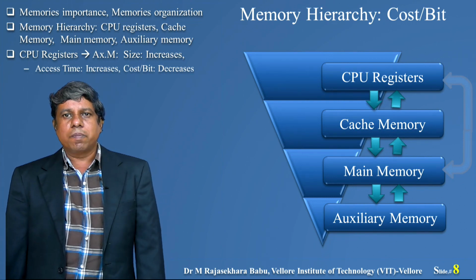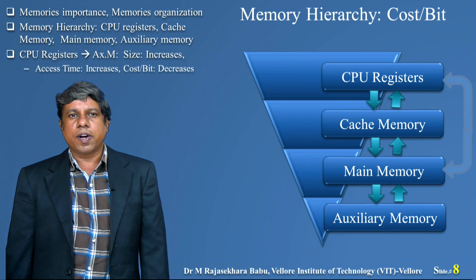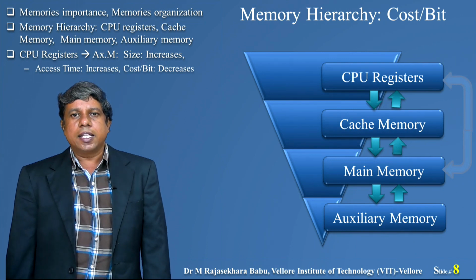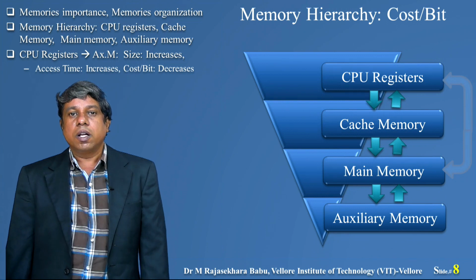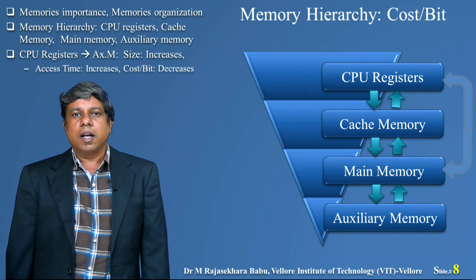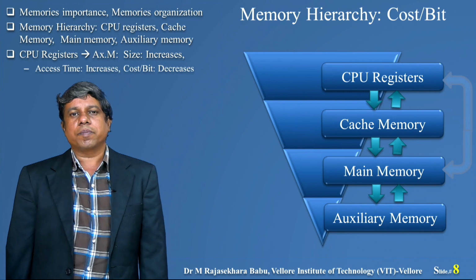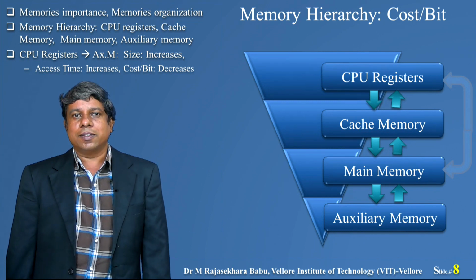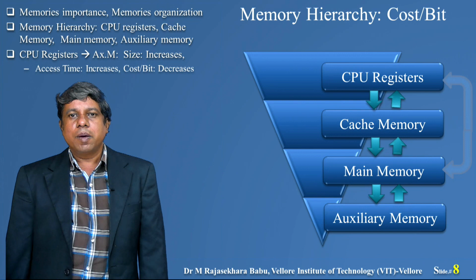Suppose you want to buy some main memory, 16 GB RAM might cost around 4,000 to 5,000 nowadays. When you go to auxiliary memory, such as a hard disk or pen drive, a 1 terabyte hard disk also costs around 4,000 to 5,000, whereas 16 GB RAM is 4,000 to 5,000. So you could understand that auxiliary memories are cheaper than main memory, which is cheaper than cache memory, which is cheaper than the CPU registers.